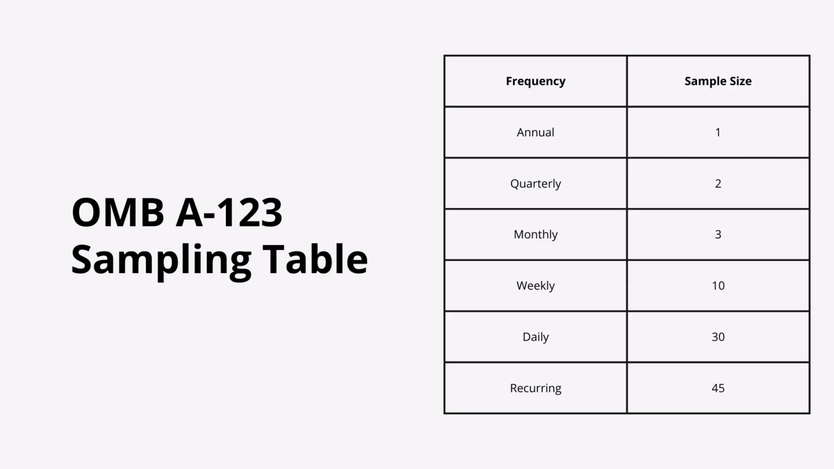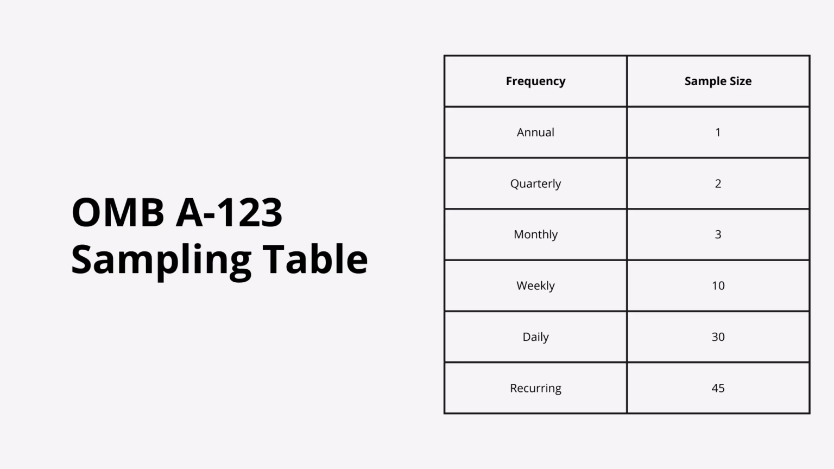And it's this guide. It's pretty simple. I have a table and it shows you annual controls, you have 1 sample. It's pretty straightforward. Quarterly controls, you have 2. Monthly controls, you can have 3 samples. Weekly, 10. Daily, 30. And then those high volume recurring controls, 45. Now these are your suggested samples.